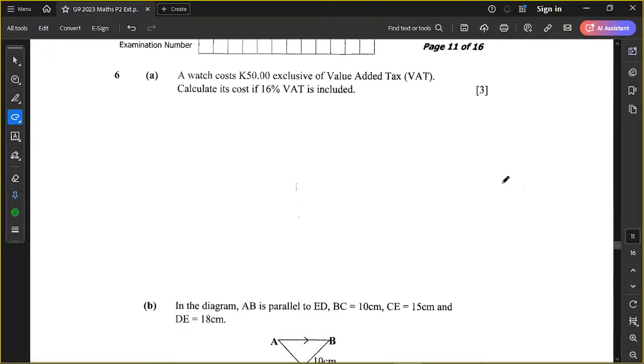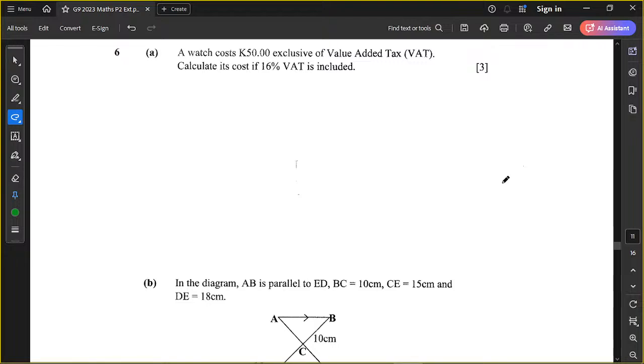We come to question 6a. A watch costs 50.